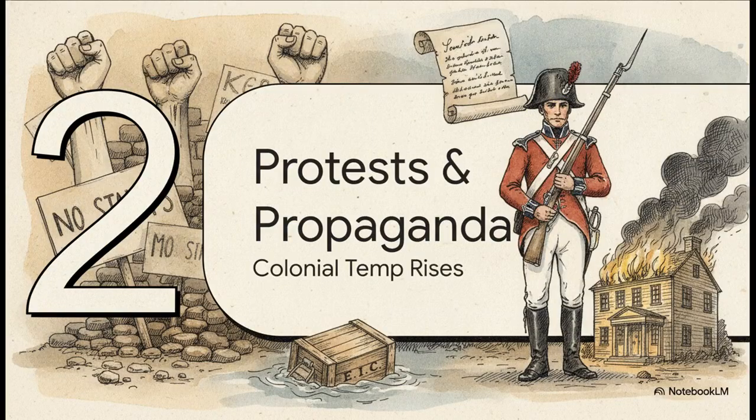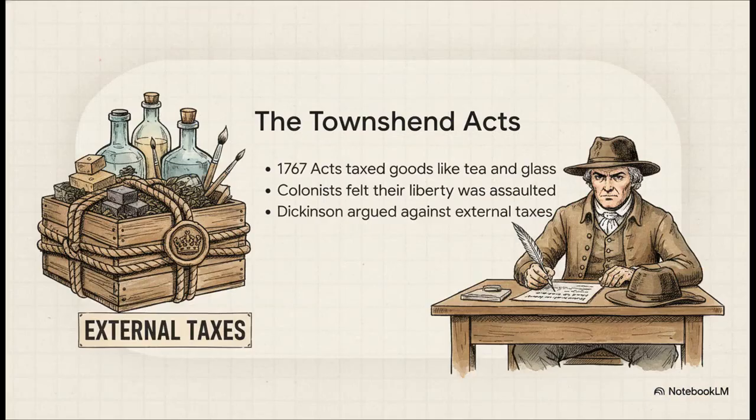And that frustration leads us right into Section 2, protests and propaganda. The colonial temperature is really starting to rise here. So Britain is racking up national debt, and they decide to squeeze the colonies for more revenue. Enter the Townshend Acts of 1767, which placed a tax on everyday consumer goods like tea and glass. This totally shifted the colonial frustration from just economic annoyance into active political resistance. The colonists felt this was a direct assault on their liberty.